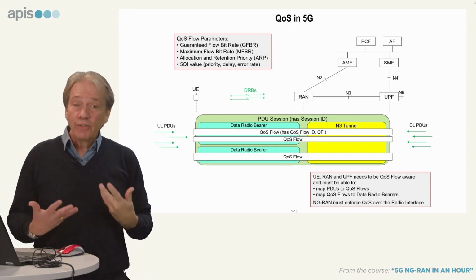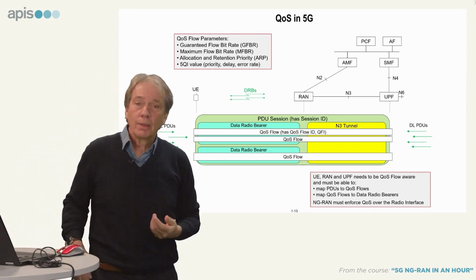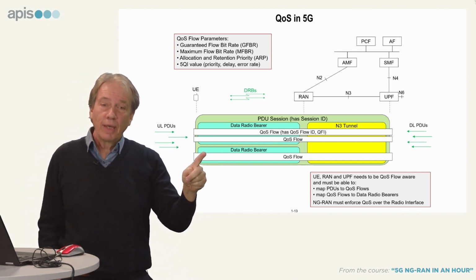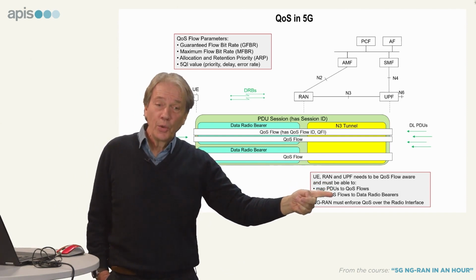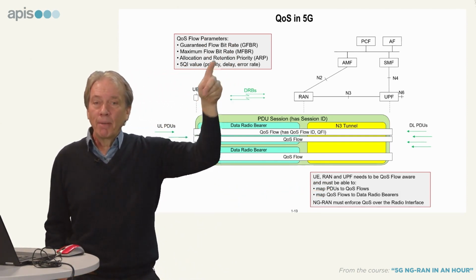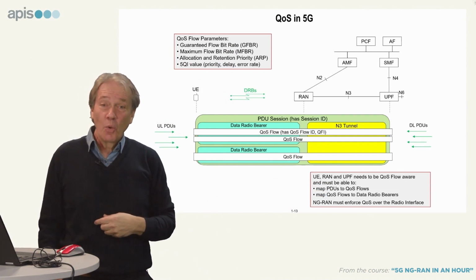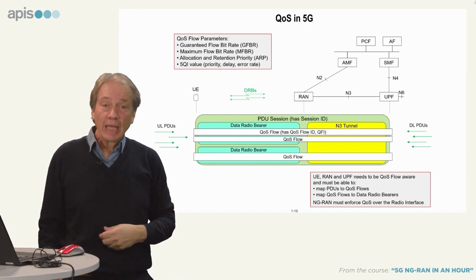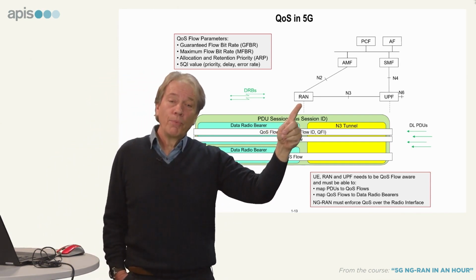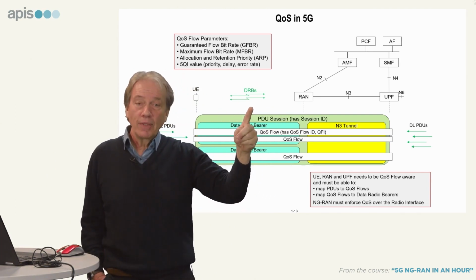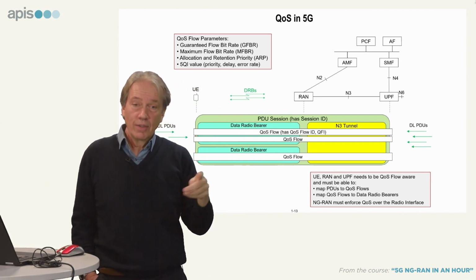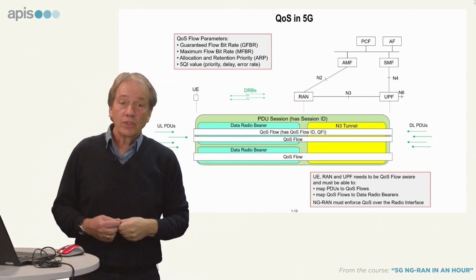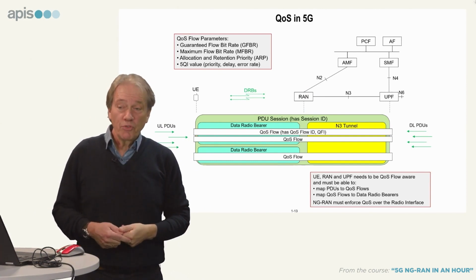And well, obviously, all nodes, including the user equipment, which are involved here in the session, will need to implement these QoS parameters on their respective interfaces. So in order to make sure that the DRBs, the data radio bearers, have the right QoS profile for the QoS flows, well, that's the responsibility of the radio access network, like the gNodeB, for instance.